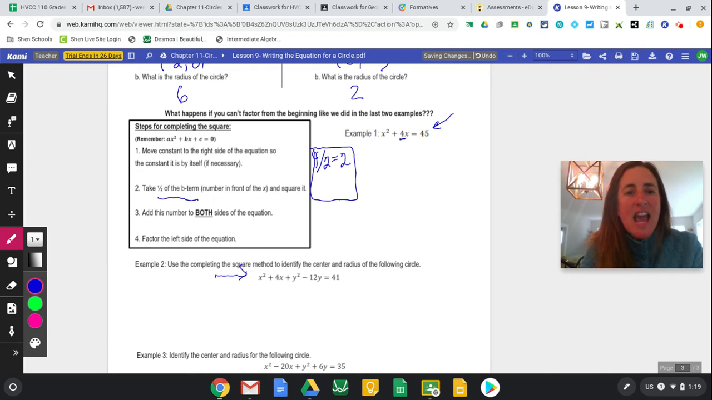And if I take 4 and divide it in half, it is 2. Okay? Now I take that number, that 2 I just got, and I'm going to square it, and I have 4. What I did was just complete the square of x squared plus 4x. So now that square, or that second number in the box, gets added to both sides of the equation. So the second number from the box gets added to both sides.